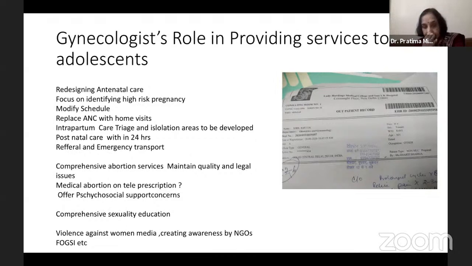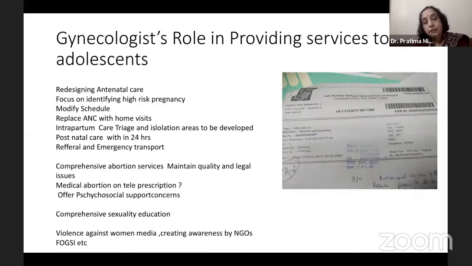As far as the postnatal care is concerned, it should be given within 24 hours. In today's scenario, we are discharging the patient a little earlier than waiting for 48 hours, so that the overcrowding is less. And of course, the development of referral and emergency transport is focused upon.